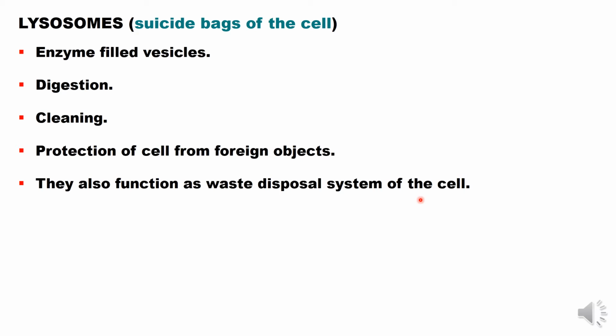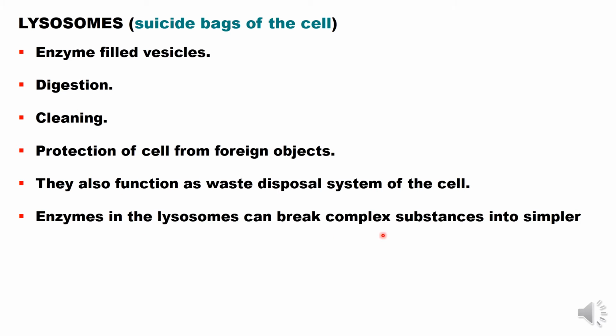So how do they do this? First, they can keep the cell clean by digesting all the unwanted or non-functioning organelles, and they can also break complex substances into simpler ones. Once they break complex, non-usable substances into simpler forms, those simpler forms can be recycled into making some other cellular structure. That's how they keep the cell clean and increase its efficiency.